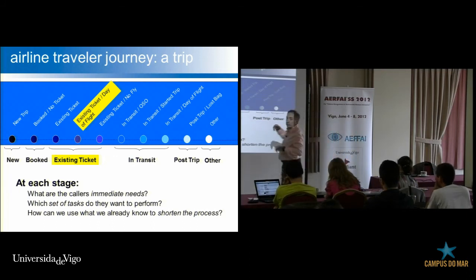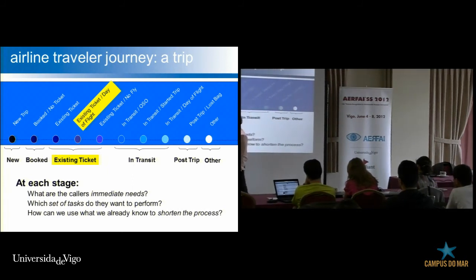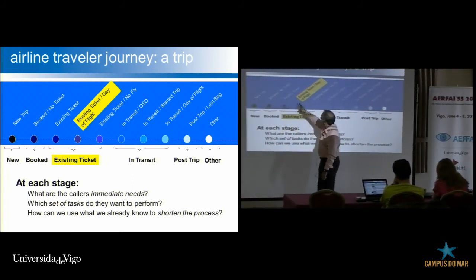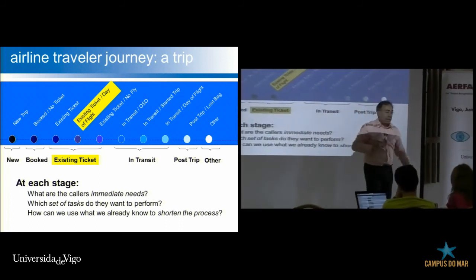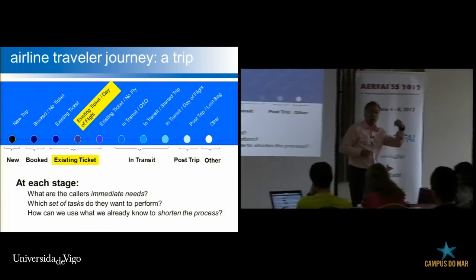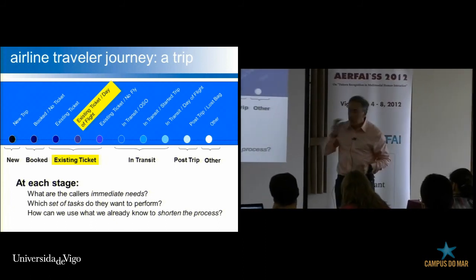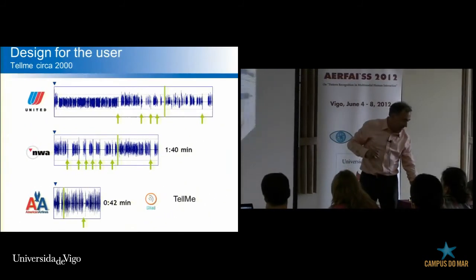Typically, when you fly, and all of you probably have flown, many of you to come here, there are many stages. You have a new ticket, you booked, you're an existing customer, and lots of other cases. And at each point, if you call the system, you're calling for a different reason, right? So could you leverage that? And that's kind of the question.